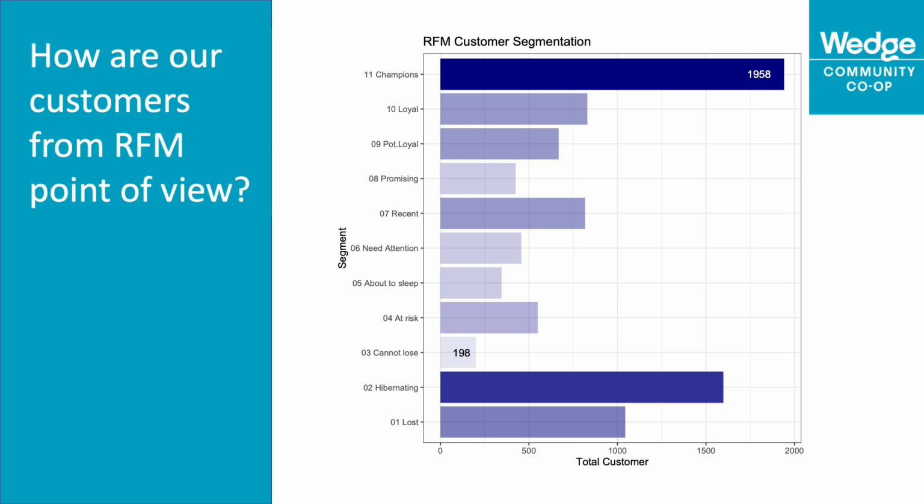From top to bottom, they are ordered in terms of fidelity to the company. So we have champions, loyal, potential loyals, promising, recent, customers who need attention, customers about to sleep, customers at risk, customers we cannot lose, customers hibernating, and lost.